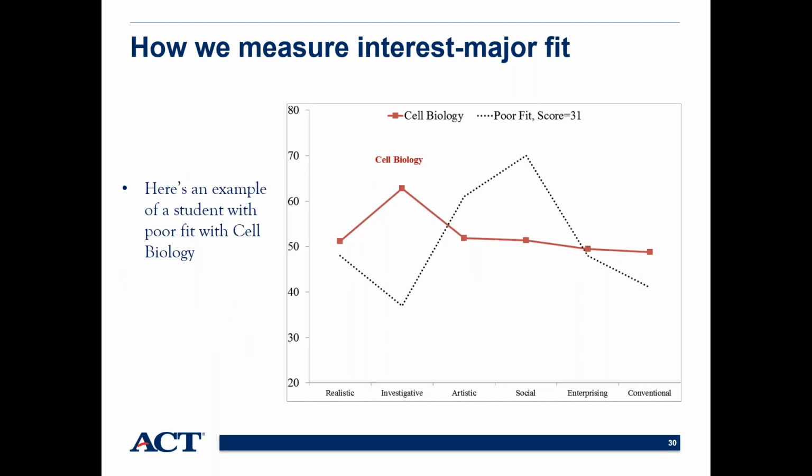So our interest major fit measure compares the student profiles to major profiles. This chart shows an example of a student with very strong fit with cell biology. Similar to the major environment, this student's peak personality type is investigative. Our fit score is based on the simple correlation of the student and major profile, and we then put that score on a scale that ranges from 0 to 99. In this example, that score is 96, so it's nearly at the top of the scale.